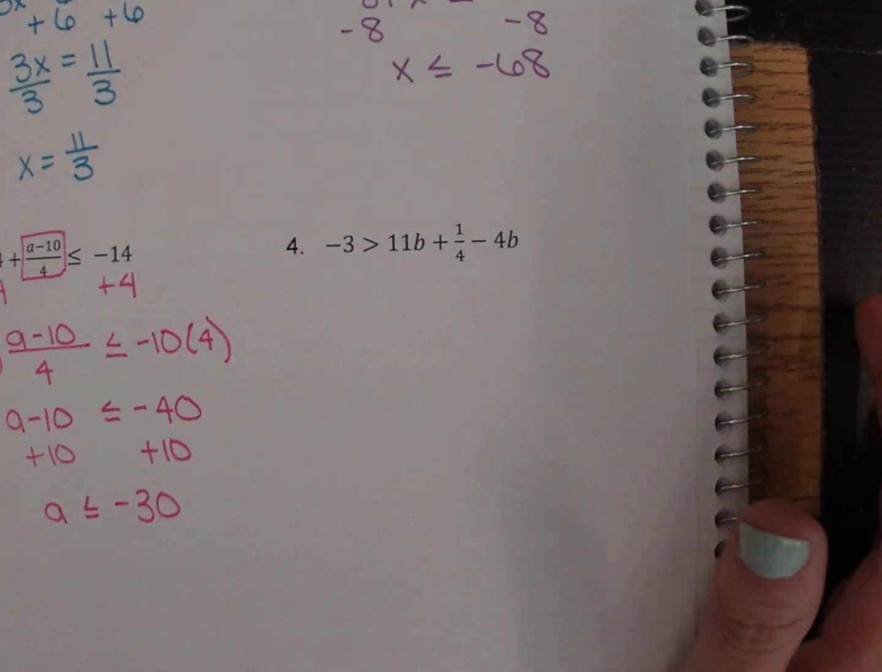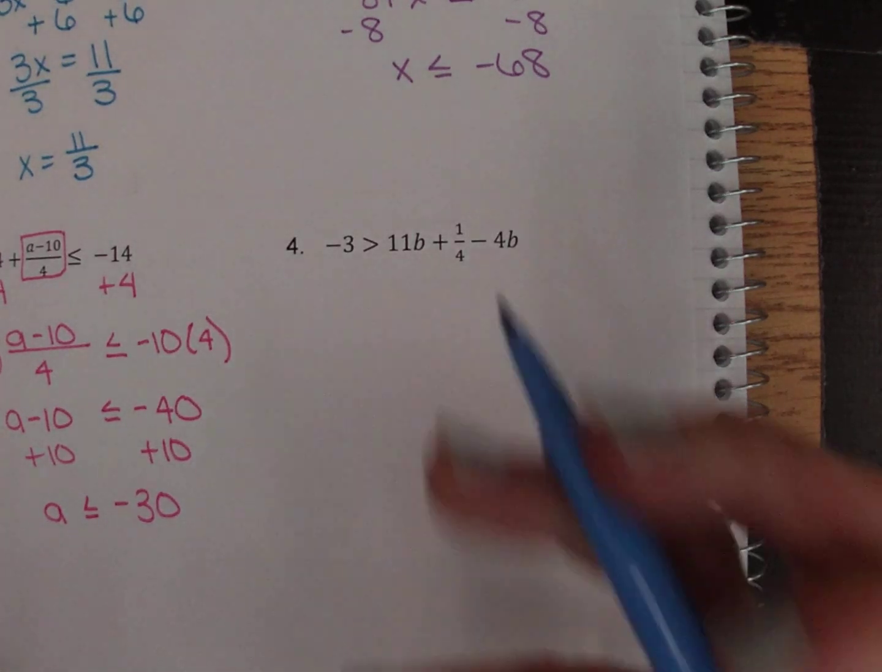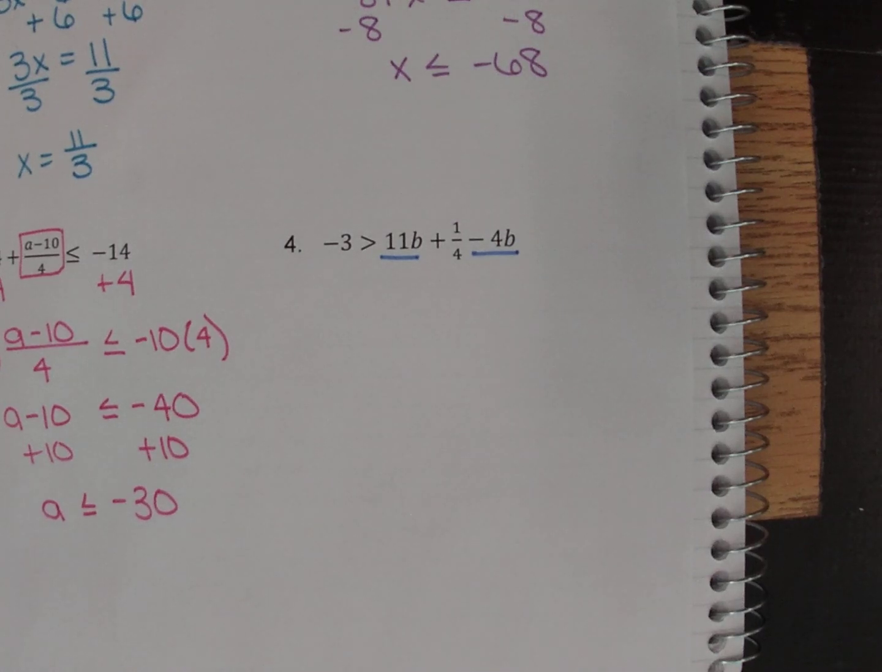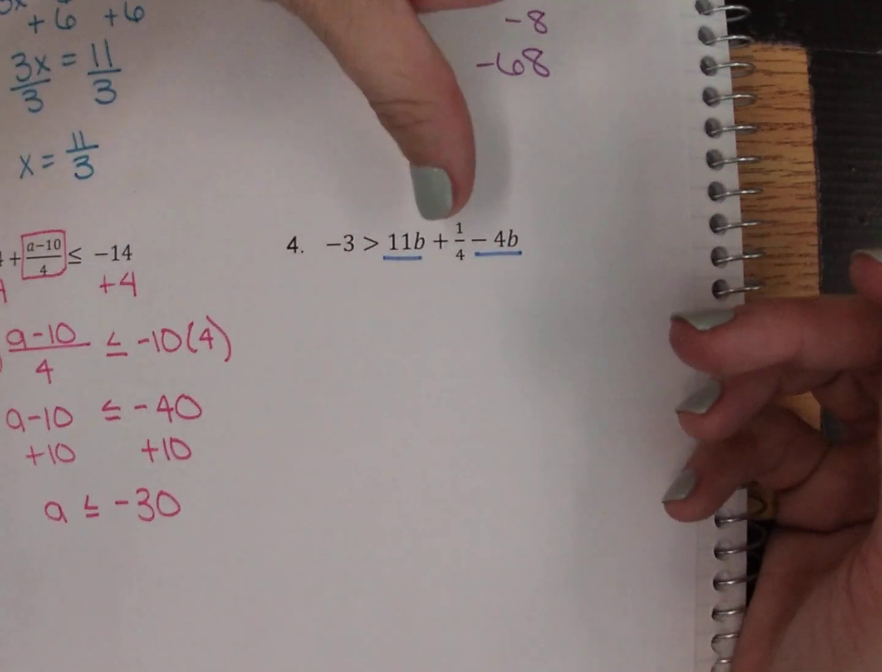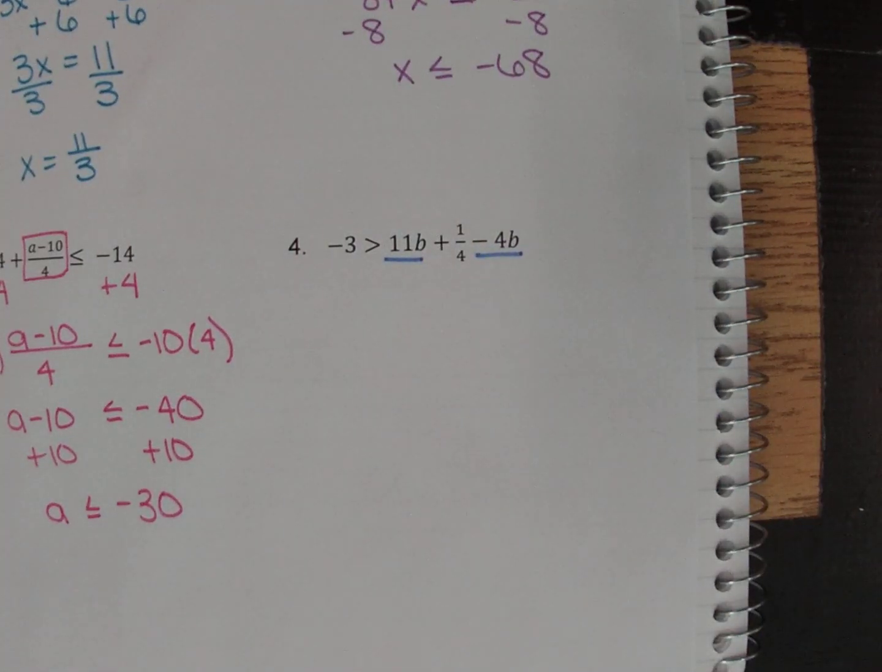Number 4. Okay, no parentheses. But we definitely do have like terms that we need to consider on this one, right? We have a b here and we have a b here. Now, don't let that 1/4 freak you out. We're still just combining like terms. So this is irrelevant right now. We want 11b minus 4b. They are on the same side, so we are going to use the same sign.